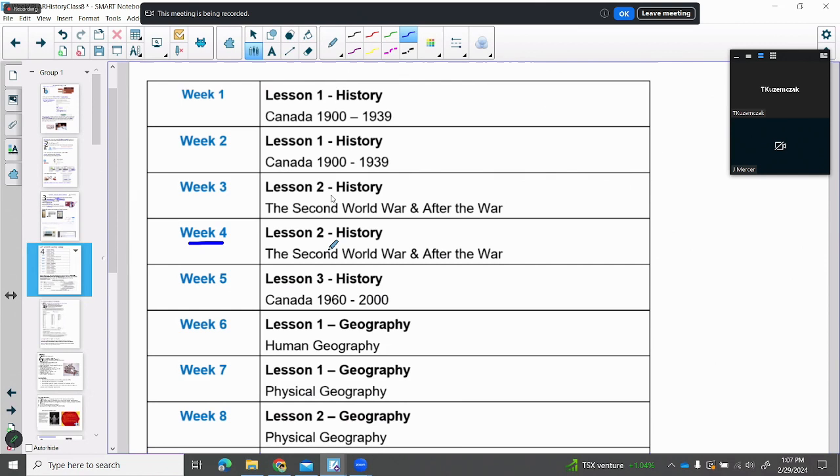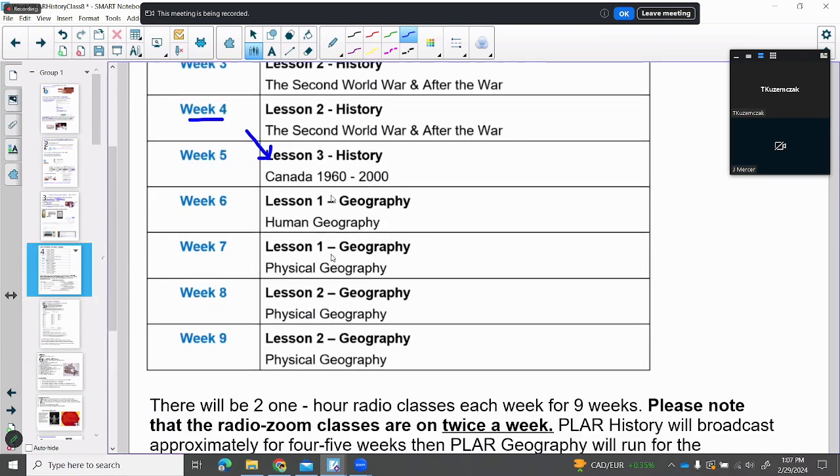We might get a chance on starting lesson 3 today because we only have the last part of history to complete. So we will more than likely be starting lesson 3, which is Canada in the 1960 to 2000.